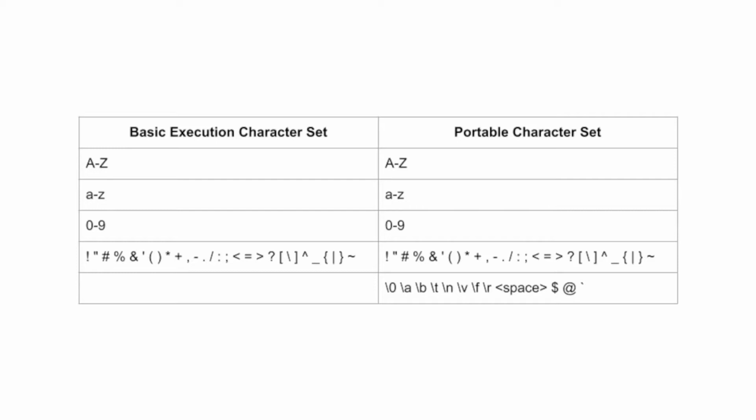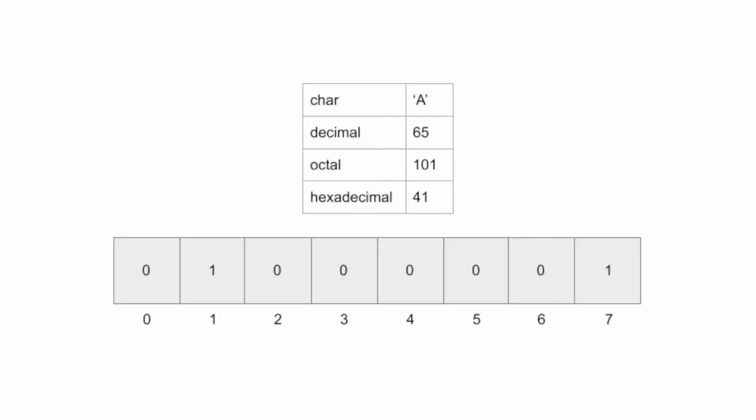Remember that everything in a computer is represented with zeros and ones. A specific bit pattern represents a specific character. For instance, the uppercase A is represented by the number 65. 65 in binary is 01000001. Uppercase B is represented by the number 66, or 01000010. Lowercase a is 97.